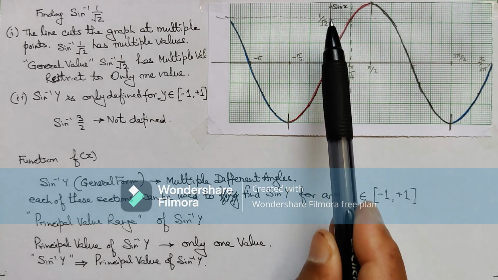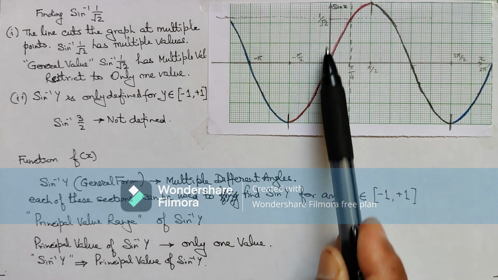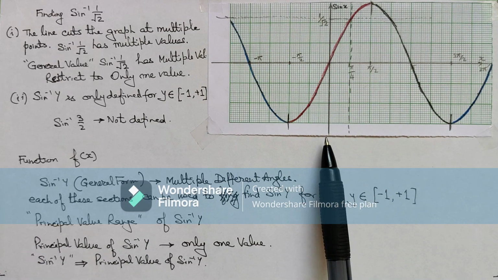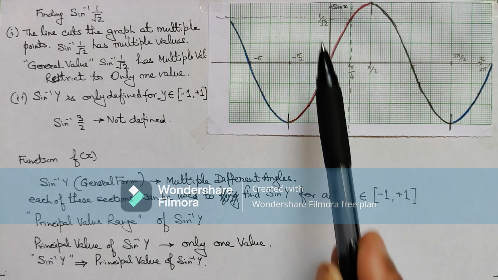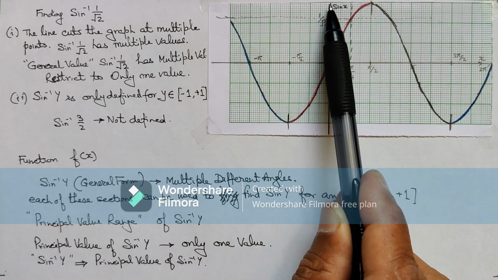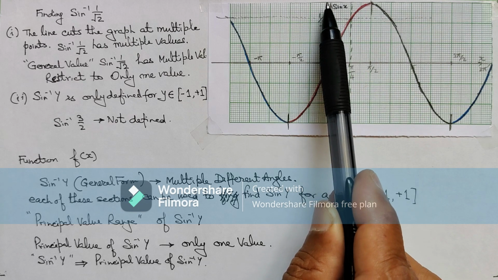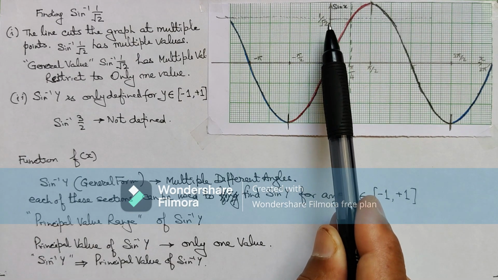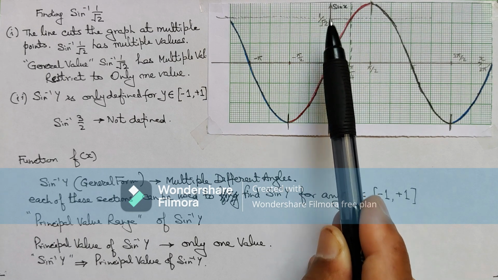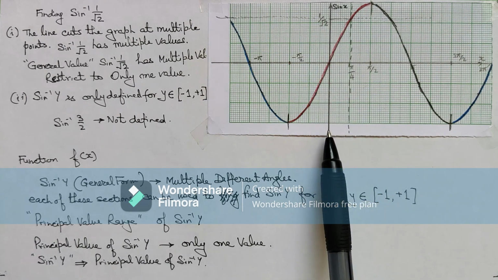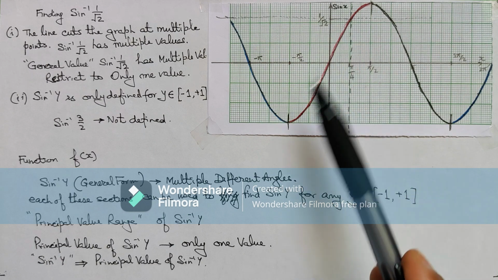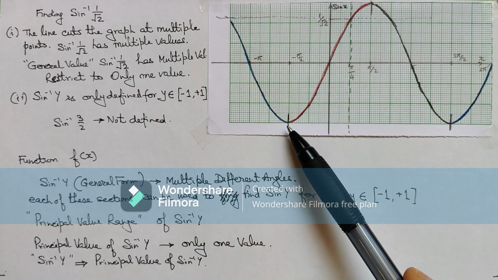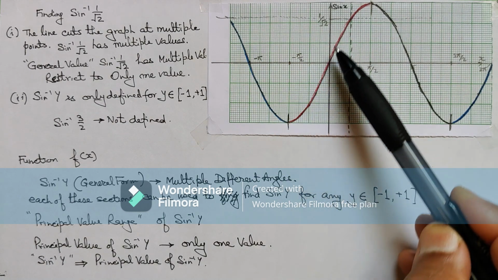Once value of y has been given, I can locate y in this axis, on the y axis. But notice here, I can only find value of y for which an angle exists in the range of plus 1 to minus 1. So for finding sine inverse y, I will locate y on this axis, draw a horizontal line, and then since I am interested only in the principal value, I will have to take only this section of the graph.